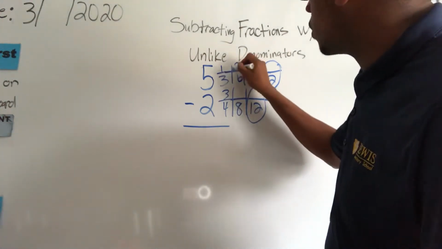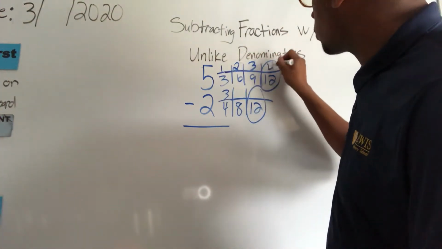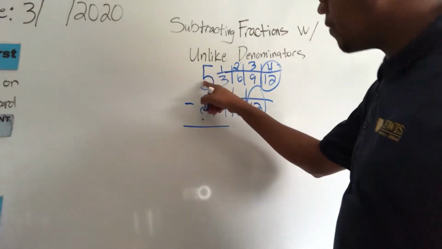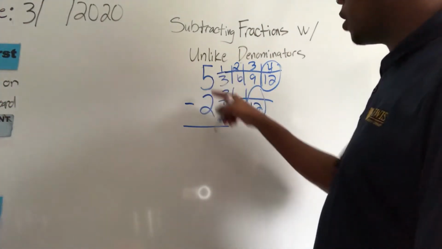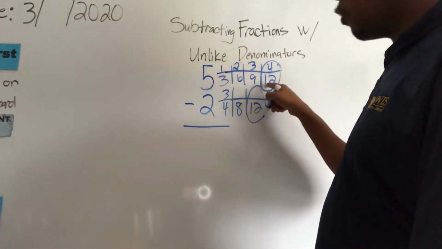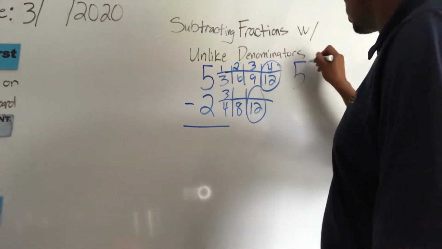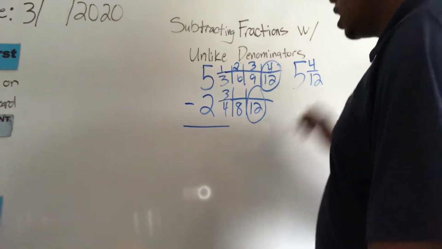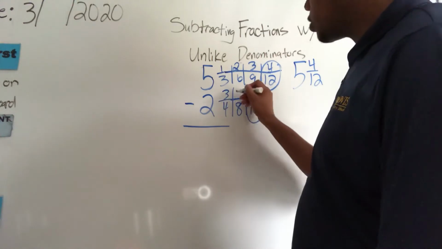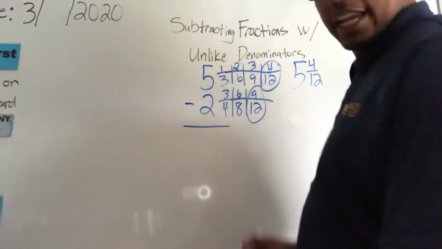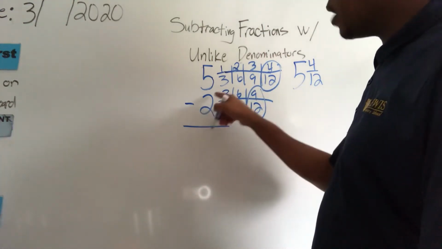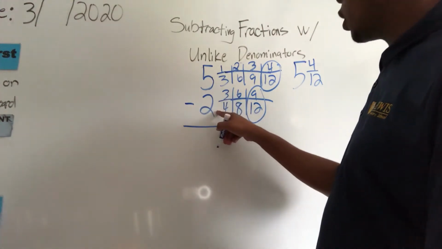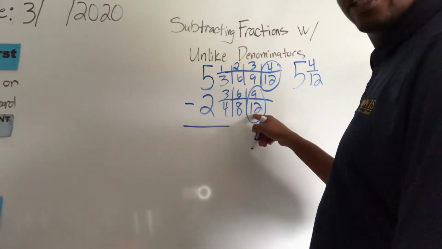1 plus 1 is 2, plus 1 is 3, plus 1 is 4. So instead of 5 1/3, I'm going to use 5 4/12. Now 3 plus 3 is 6, plus 3 is 9. So instead of 2 3/4, I'm going to use 2 9/12.